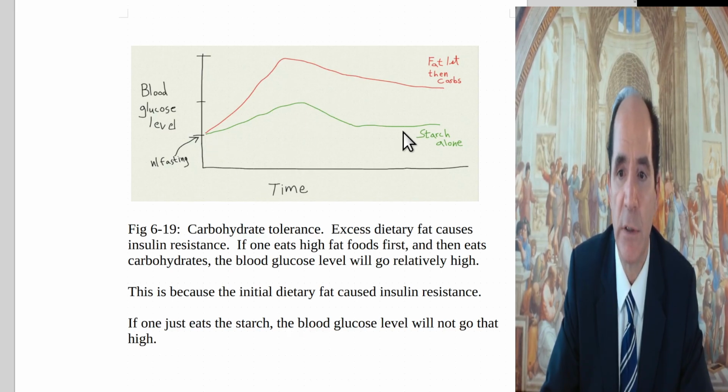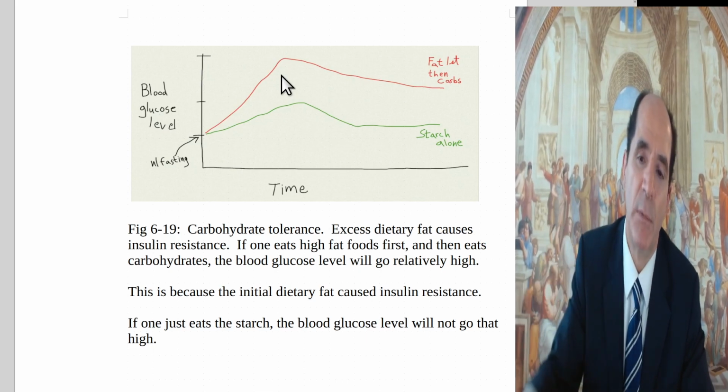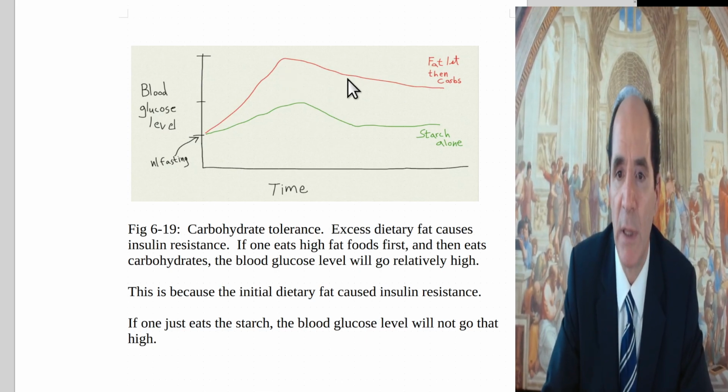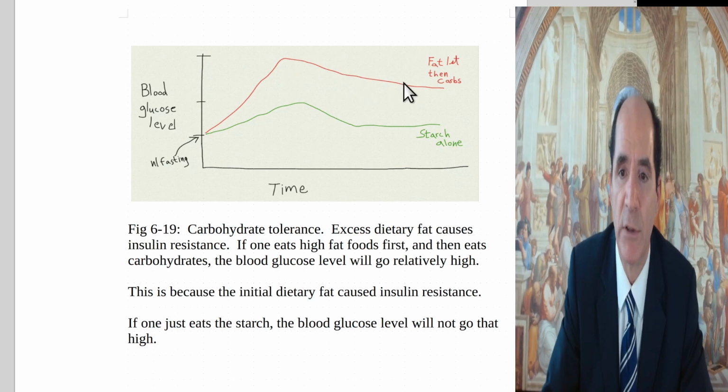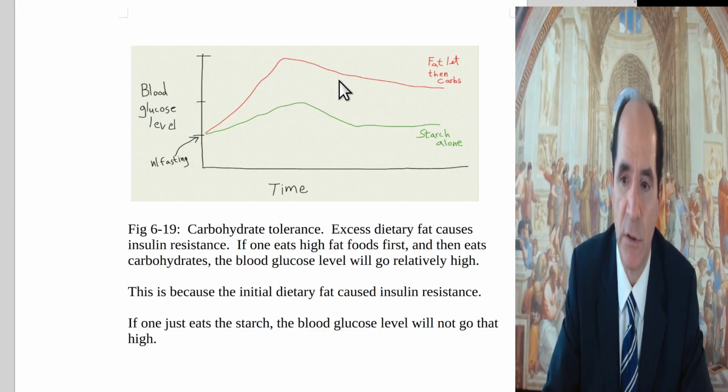Okay, so here is starch alone. You have a pretty good blood glucose curve, a small expected normal spike in blood glucose level after eating, and then it stays in the normal range a prolonged amount of time. If you eat fat first, that will cause insulin resistance because it gets in the skeletal muscle first, and then you'll have postprandial hyperglycemia, and you'll have prolonged elevation of blood glucose. Okay, so this is what is called carbohydrate tolerance, and you have less carbohydrate tolerance if you eat fat first because it causes insulin resistance.